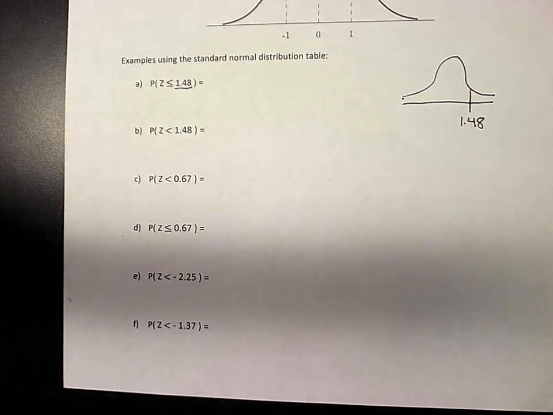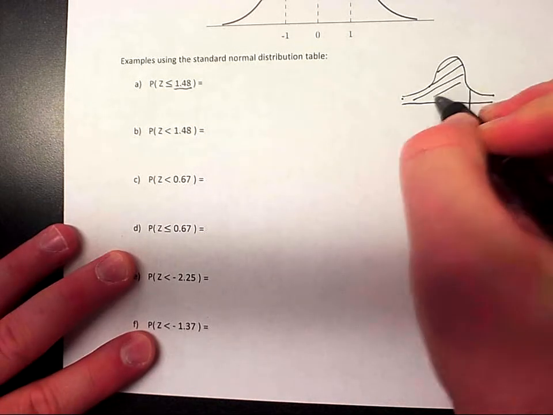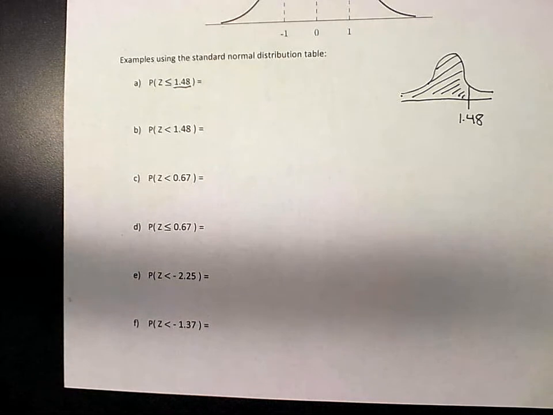All right, are we looking to be greater than 1.48 or less than 1.48? Less than 1.48. So therefore, we're looking for this shaded region of our graph right here. Is everybody good with that? If I said, hey, tell me the percentage or the probability of this shaded region, what would you do?